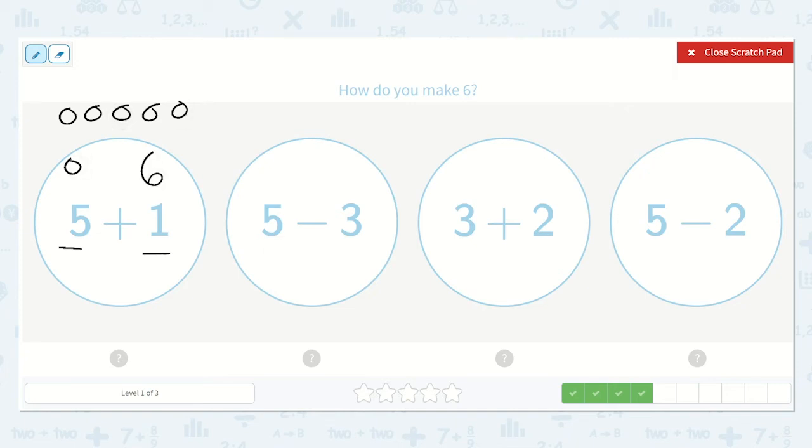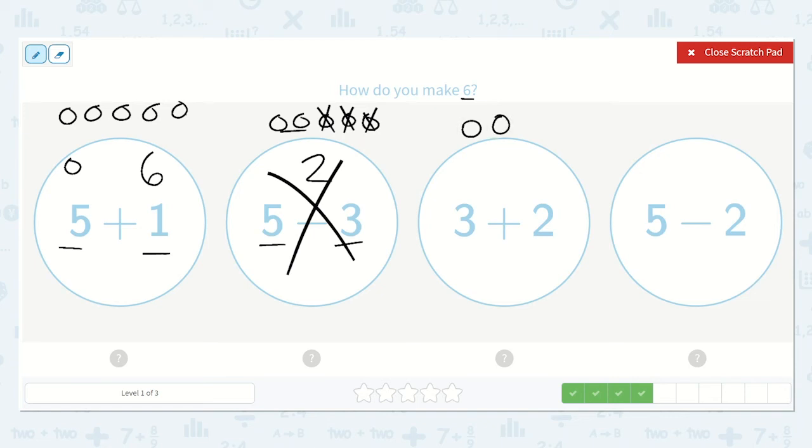Let's try this one. 5 minus 3. 1, 2, 3, 4, 5. Take away 1, 2, 3. 2. All right, I guess I should have known because if I'm starting with a number that's less than 6 and then I'm taking more away, it's still going to be a lot less than 6, so it wouldn't be this one.